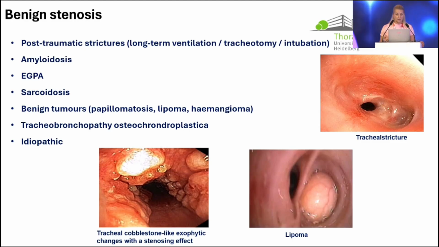Benign tumors, like the lipoma that you're seeing there. More rare is tracheobronchopathia osteochondroplastica. If you have seen it once, you'll know it forever. Not a lot we can do there. And also idiopathic stenosis, where more than 90% of them are female patients coming with this.